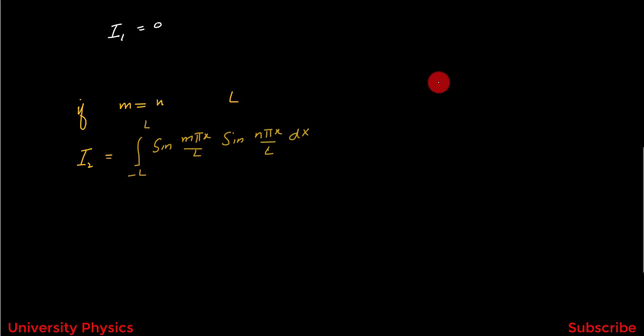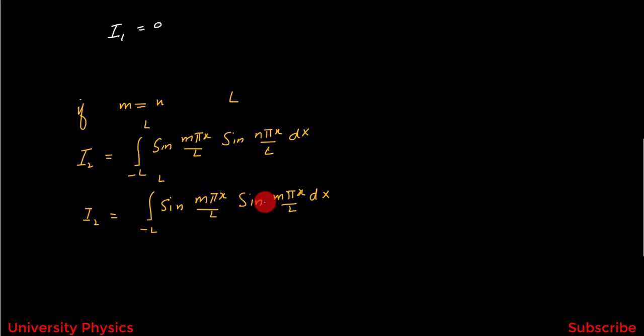Now we have to show the second case. If m is equal to n, then the given integration is equal to L. For this, I have to suppose that the given integration is equal to I2. Here in this integration, I have to put the value of n equal to m. So we will get I2 is equal to the integral from minus L to plus L of sine(m pi x over L) and sine(m pi x over L) dx.